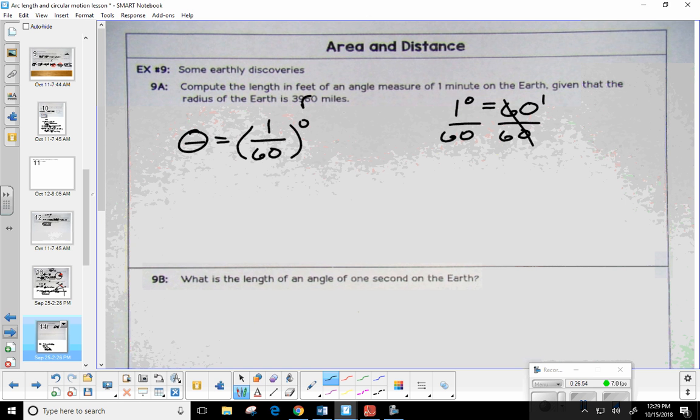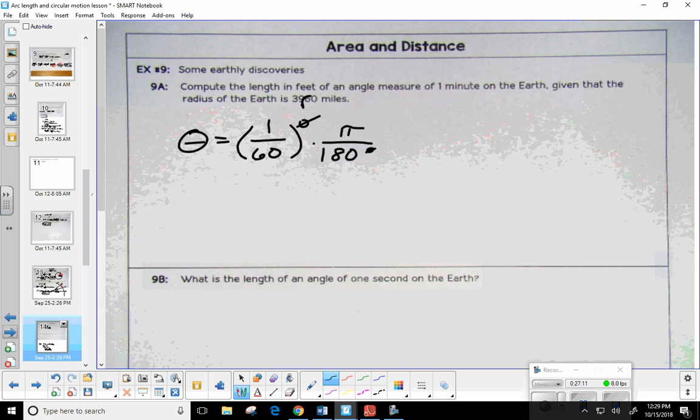Remember, theta has to be what? It's got to be in radians. So I'm going to take the 1/60th of a degree, times pi over 180. Is everybody okay with how I got this 1/60th? Okay, so let's run through that again.